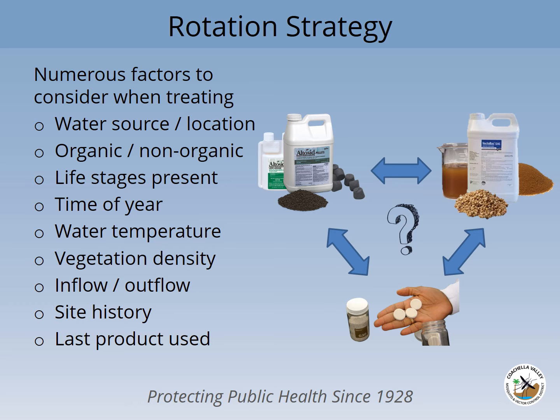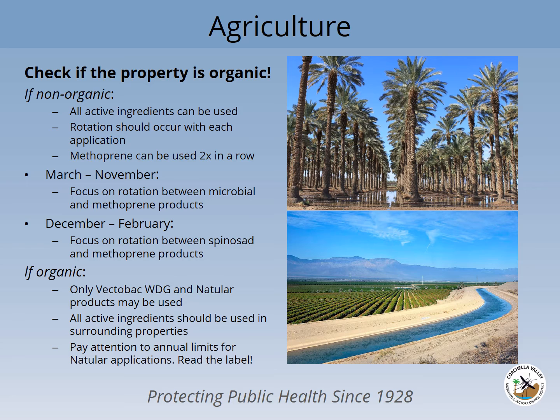Well, thankfully, we've come up with some guidelines that will hopefully help take some of the guesswork out of this equation. These guidelines are broken down by habitat type. So I'm going to start things off with agricultural areas, and then I'm going to hand it off to Jacob, who's going to talk about these guidelines for some other habitat types that you may encounter.